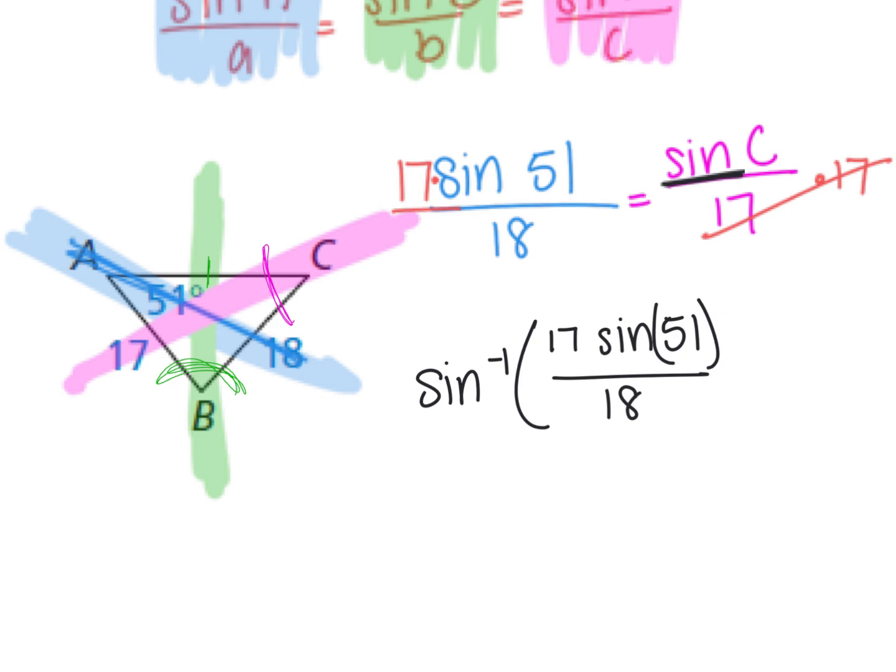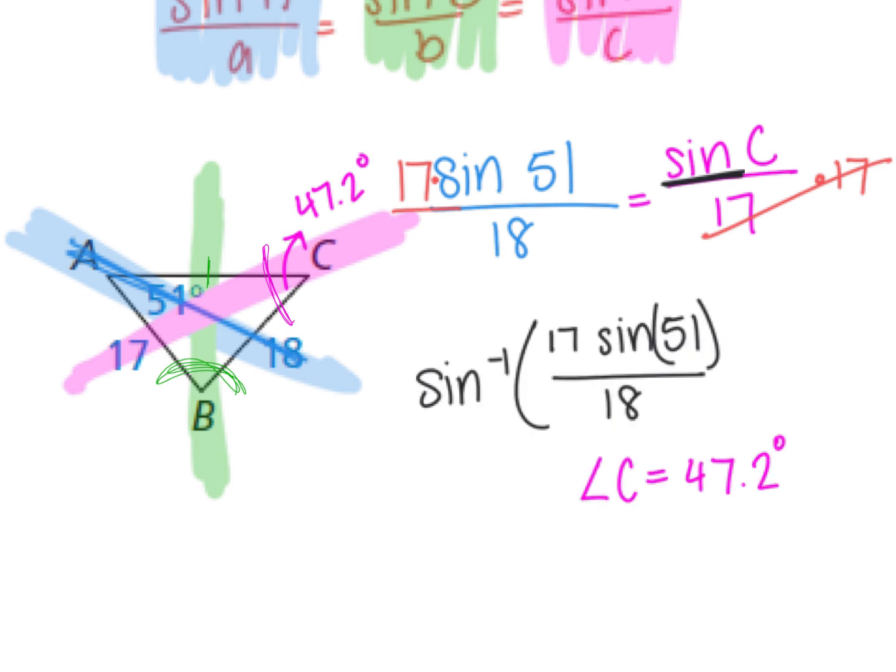Remember, when we're solving for the angle, you have to use the inverse of sine. You get 47.2. Good. If you got 47.22, round to the nearest tenth. Your answer for angle C: angle C equals 47.2. If you didn't, then somewhere you messed up. 47.2 degrees.